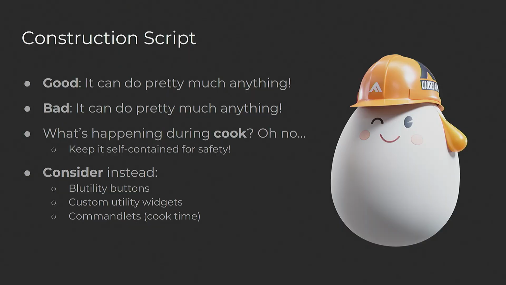especially because not a lot of people realize that construction script runs on cook. And a lot of people use construction script for things like doing traces and finding stuff. And then if you don't have all of the levels loaded at cook time, you don't have the same context, and then things get weird. So you've got to be really careful about what you do in there. I would say just keep everything self-contained inside the actor if you're doing construction script. And depending on what you're doing and how expensive it is, it can be better to just do that stuff through a Blutility button or a utility widget that runs in the editor, or even a commandlet if you want to do stuff at cook time.